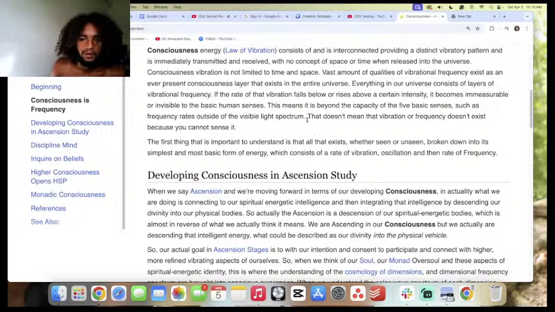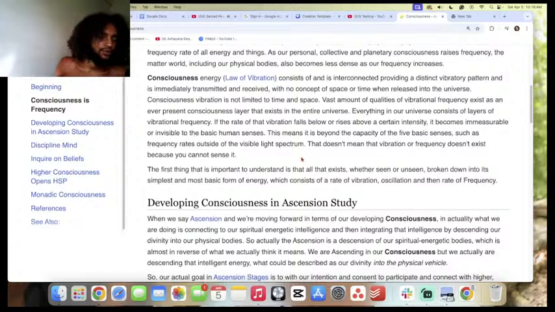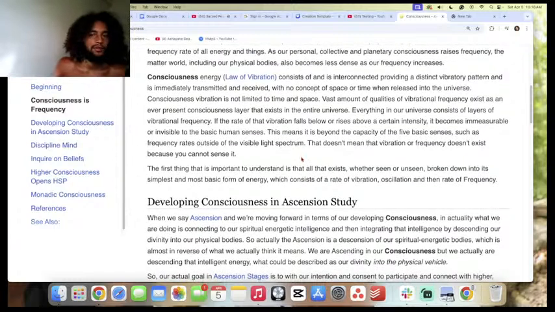Now, this means it is beyond the capacity of the 5 basic senses, such as frequency rates outside of the visible light spectrum. That doesn't mean that vibration or frequency doesn't exist because you cannot sense it, right? So to those of you out there that think extraterrestrials are not real, angels are not real, demons are not real, because you can't sense them, that doesn't mean vibration or frequency doesn't exist because you cannot sense it, bro.